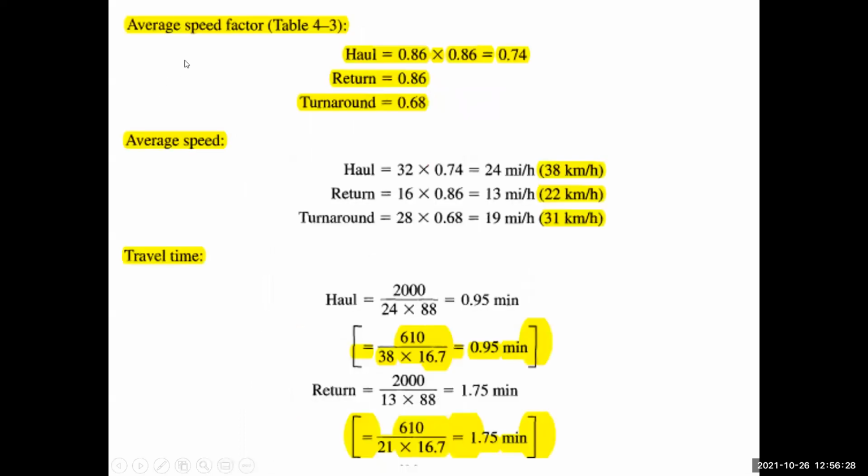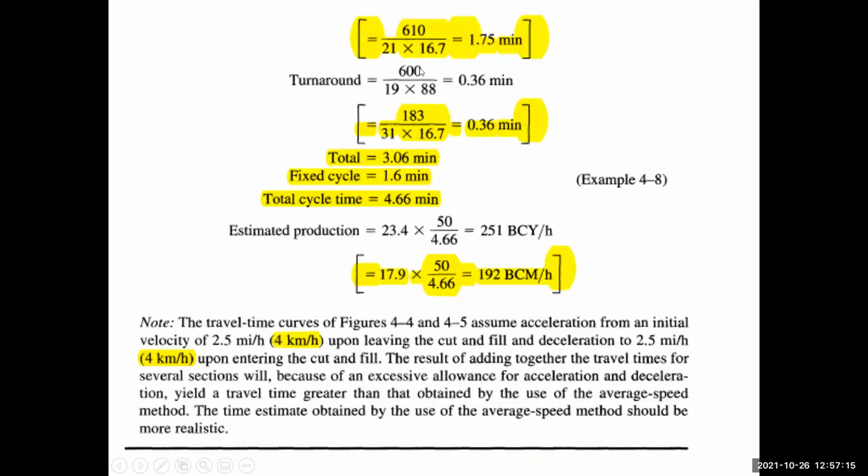We can find the average speed factors from table 4-3, which are 0.74 for hauling, 0.86 for return, and 0.68 for turnaround. Multiplying those factors by the maximum speeds, we find the average speeds to be 38, 22, and 31 kilometers per hour respectively. Therefore, the travel time is 0.95 minute for the haul, 1.75 minutes for the return, and 1.75 minutes for the turnaround. The total time will be 3.06 minutes.